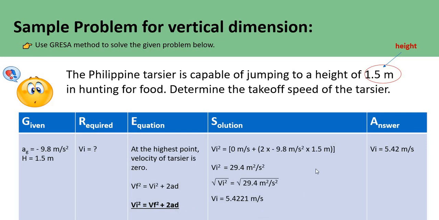For the solution, again, all you have to do is substitute it. Then, it needs to be computed using the square root to obtain the final result. Thus, the final answer is initial velocity, or Vi, is equal to 5.42 meters per second.